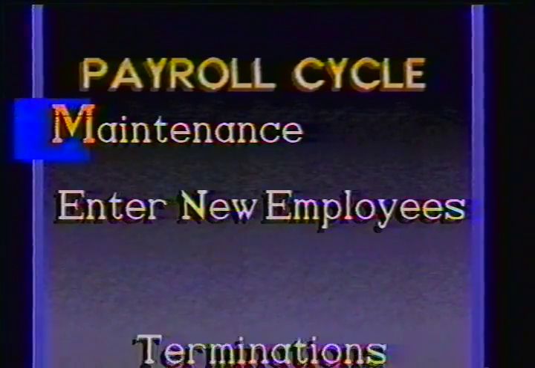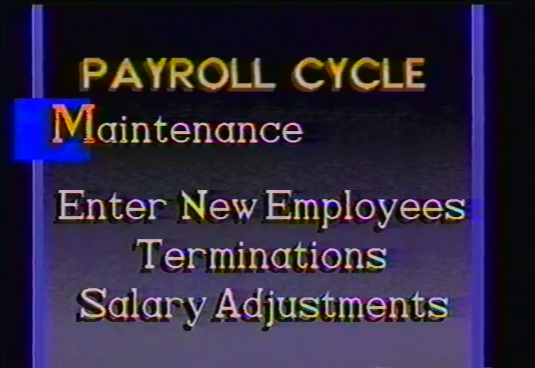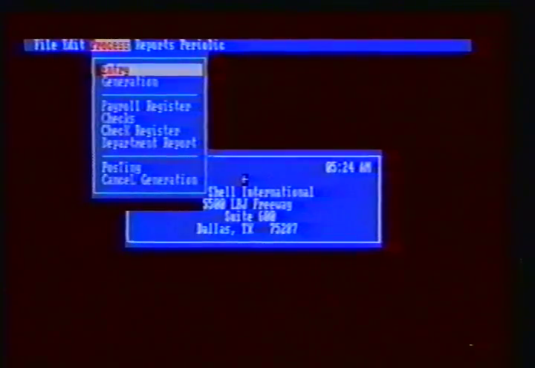Now that we've finished the time-consuming job of creating the master files for your payroll system, we can go on to the easy part. Each pay period you follow the same procedure. First, do any maintenance work needed on your employee master file, like entering new employees, any terminations, raises, or salary adjustments. Then move to the Process pull-down menu.